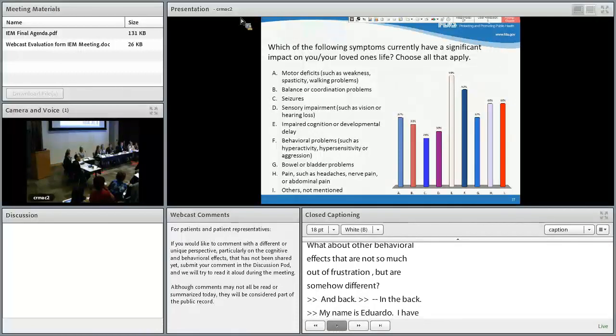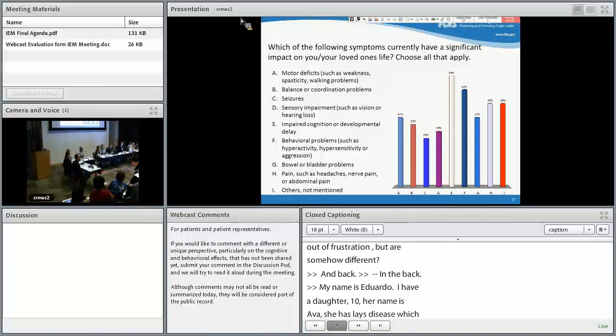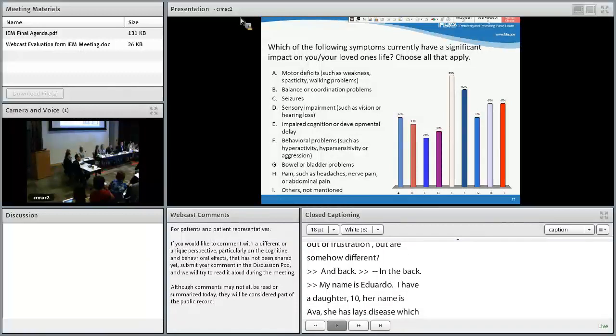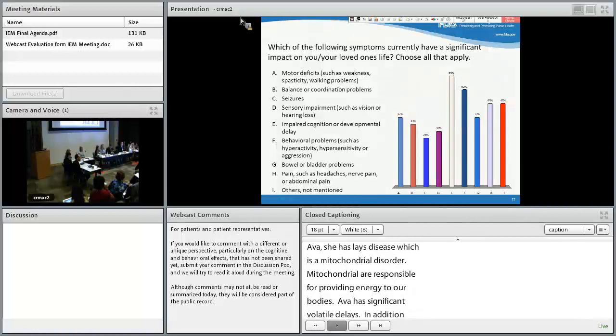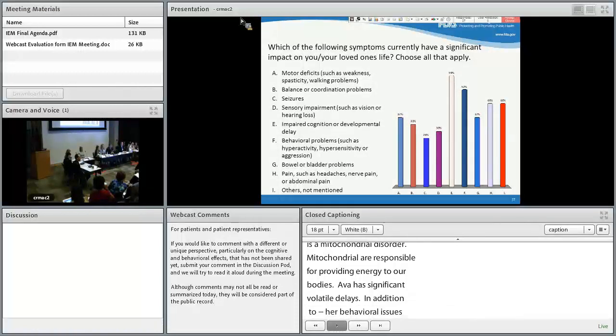Yes, my name is Eduardo Balcells, and I have a daughter, 10. Her name's Ava. She has Leigh disease, which is a mitochondrial disorder, and the mitochondria are responsible for providing energy to our body. Ava has significant developmental delay. In addition, the behavioral issues that I wanted to comment on extend from the fact that because of her limited ability to understand the situation, the environment, she has moments of anxiety. So anxiety is something that we deal with with Ava.